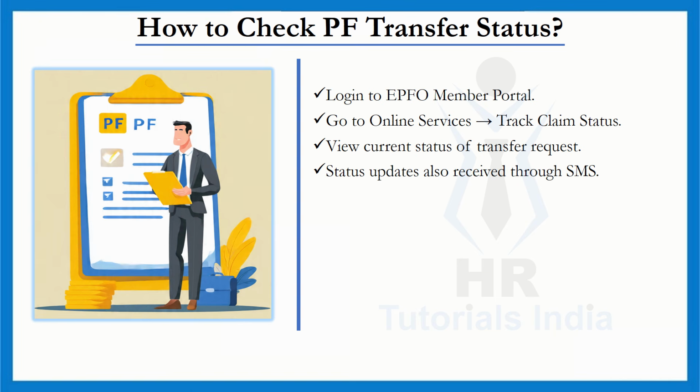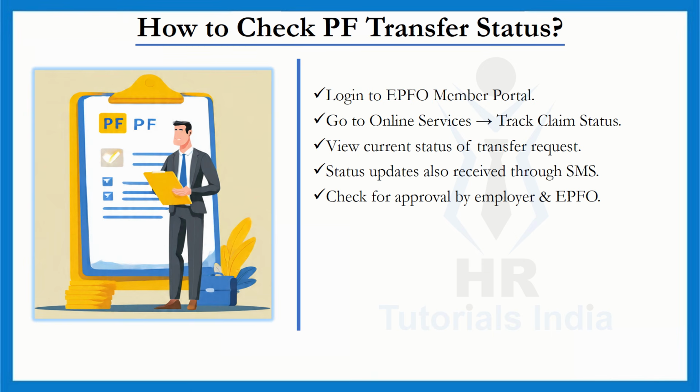And EPFO sends SMS alerts to your registered mobile number. You will be informed whenever the employer or the EPFO updates the claim. Finally, your transfer is complete only after EPFO approves it. Once the approval is done, you will get an update through SMS. So this is how you can check the PF transfer.